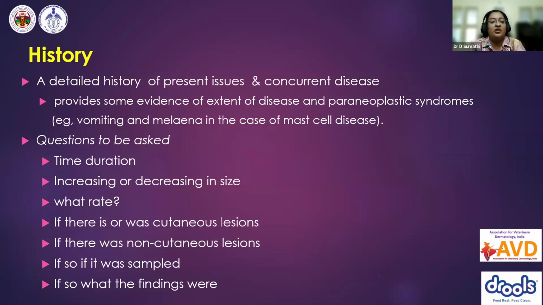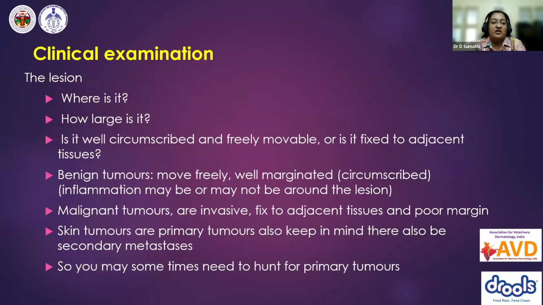So questions which are to be asked to the owners, which are very important, are the time duration, whether the size is increasing or whether it is decreasing, and at what rate the increase is, whether there was a cutaneous lesion before or whether there are no cutaneous lesions or there was a lesion somewhere else in the body, and if it was sampled earlier by any other vet, and if it was sampled, what was the diagnosis?